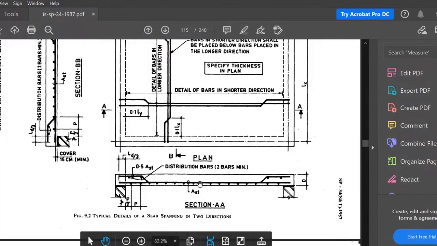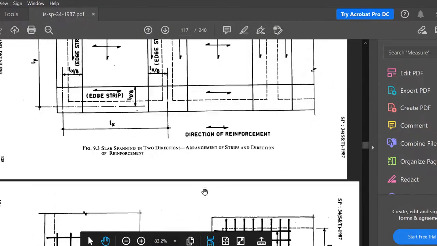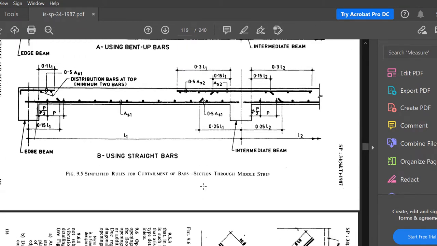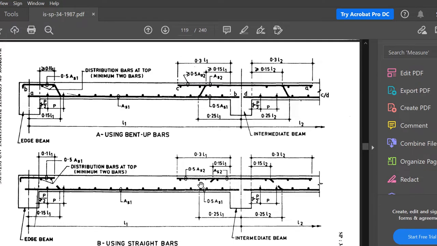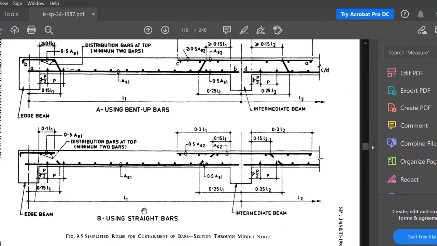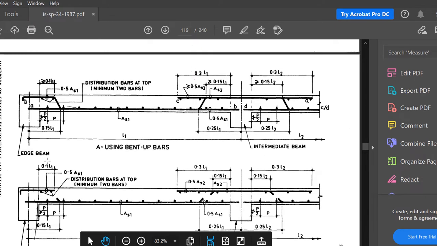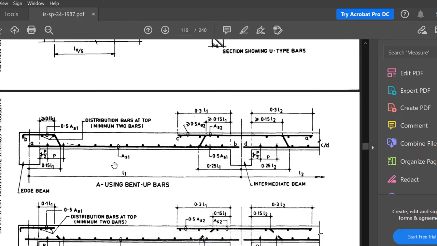So you can see here this is a case of a continuous slab. You can see here in page number 127, it can be either using bend up bars, or it can be either curtailment of bars. We will provide both ways, but here I will teach you the bending up bars.